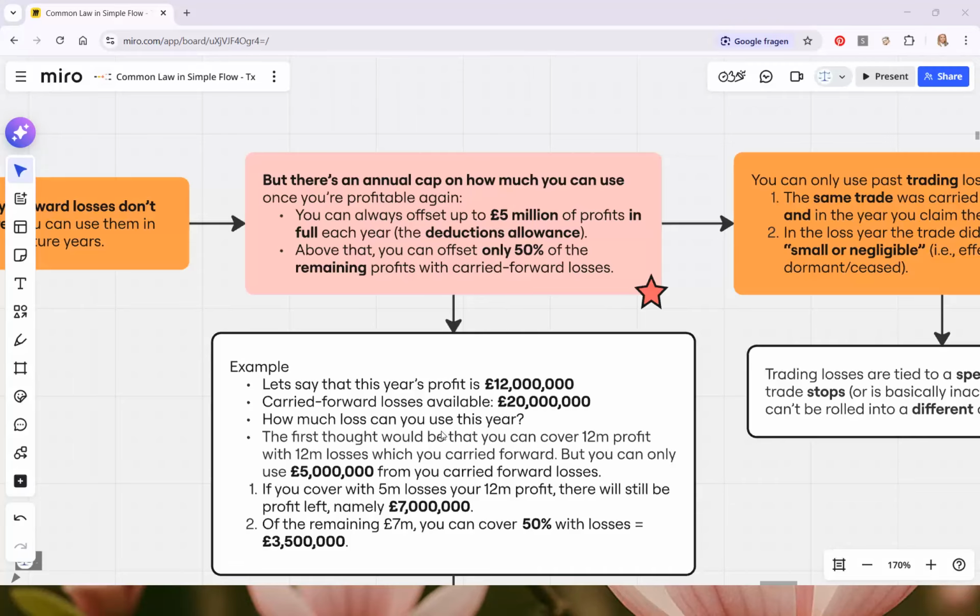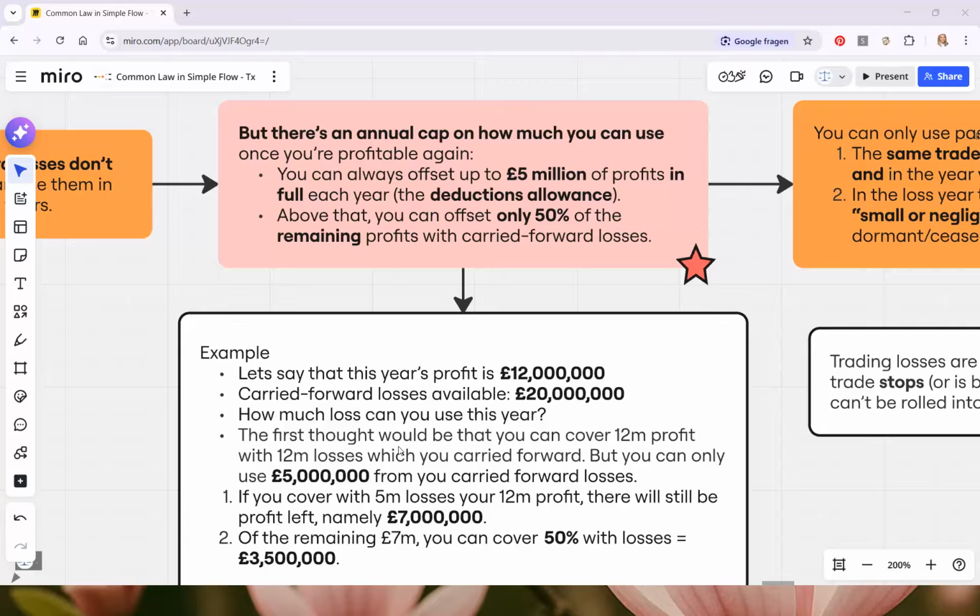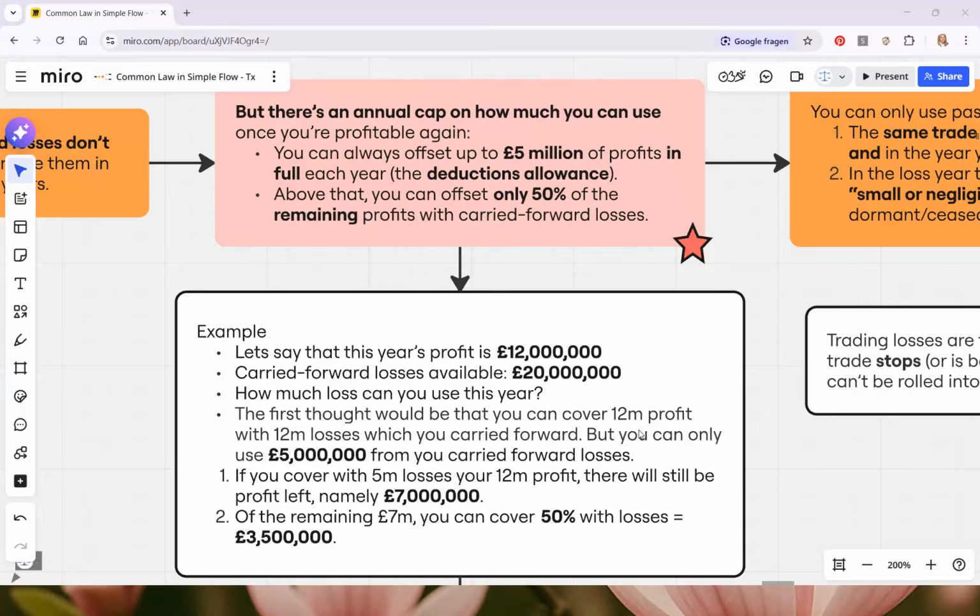Let's say that this year your profit is 12 million. Carried forward losses available: 20 million. How much loss can you use this year? The first thought would be that you can cover 12 million profit with 12 million losses, which you carried forward. But you can only use 5 million from your carried forward losses we have talked about here.